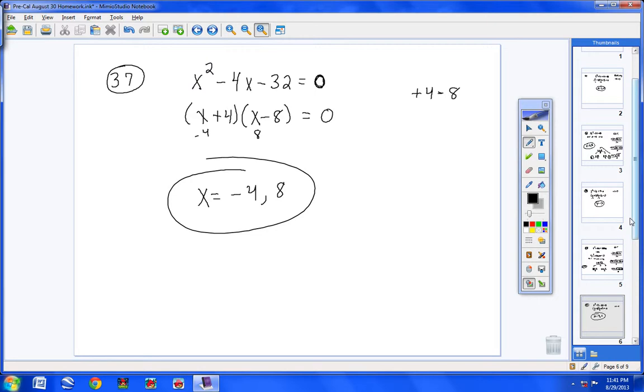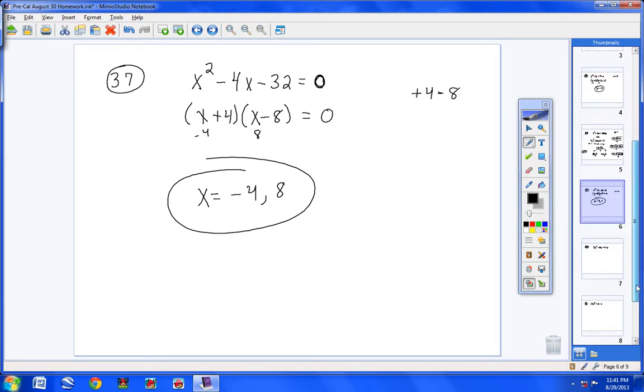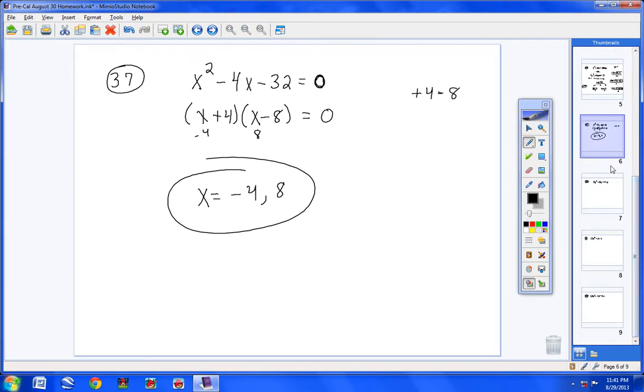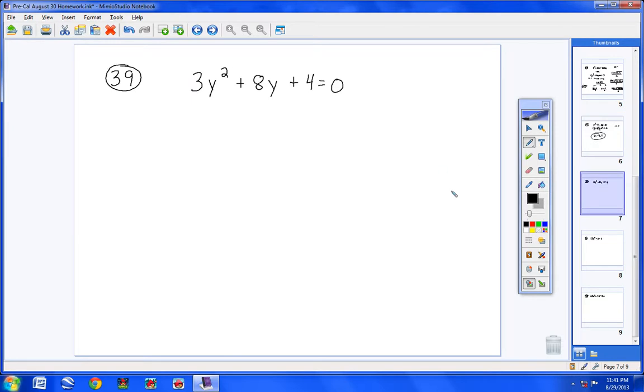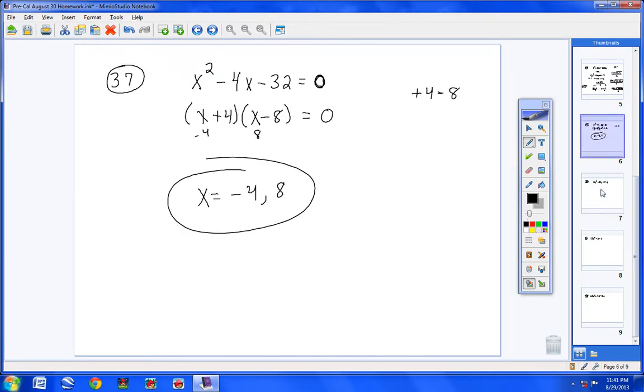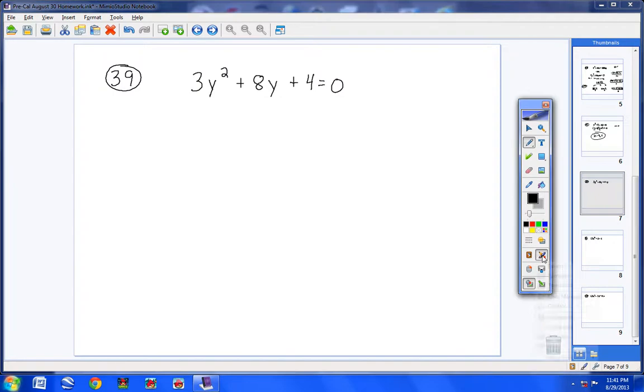All right, let's go on to numbers. Scroll down here a little bit. Let's go on down. 3 problems left, just about done. Let's go to number 39. And we're going to solve number 39 by using the quadratic formula.